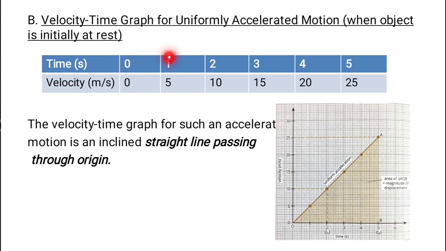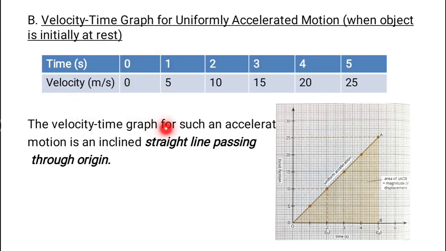And from 0 to 1 second, that is in 1 second, the velocity changes by 5 minus 0, that is 5 meter per second. Again from 1 to 2 seconds, that is in 1 second, the velocity changes by 10 minus 5, that is 5 meter per second. From 2 to 3 seconds, that is 1 second, the velocity changes by 15 minus 10, that is again 5 meter per second. So it is clear that the object is initially at rest and its velocity changes at a constant rate of 5 meter per second. Hence we can say that the object is uniformly accelerated.